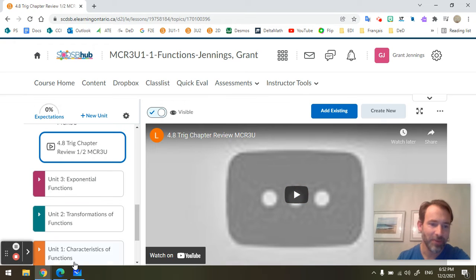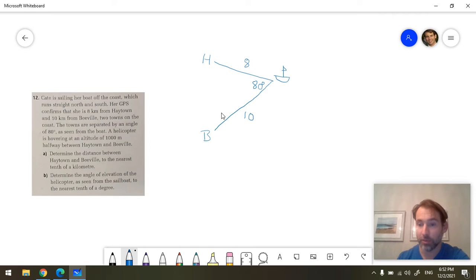Okay, let's carry on. We've been asked to find the distance between Haytown and Beeville. That's just a two-dimensional cosine law problem. And by the way, there's a helicopter over here, which we will call C for copter. It's 1,000 meters, 1 kilometer, in the air, and directly in between. So we'll be drawing a line from there to there, figuring out how long it is. There's some work to do for that.